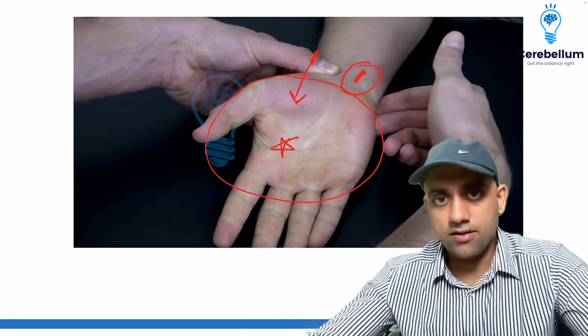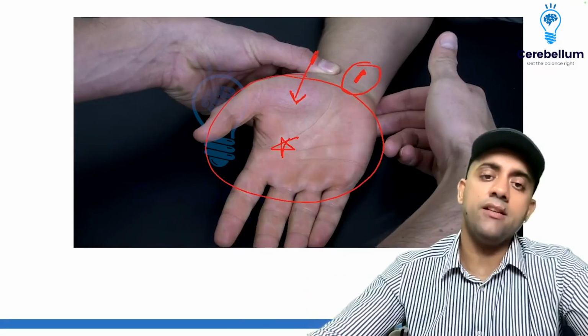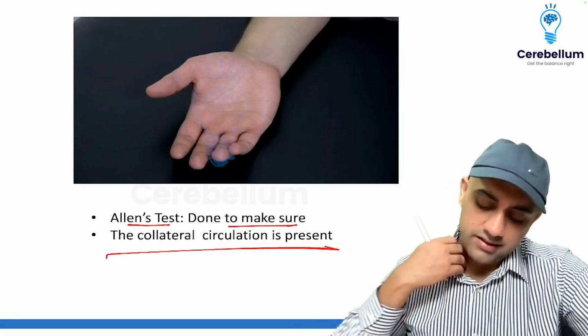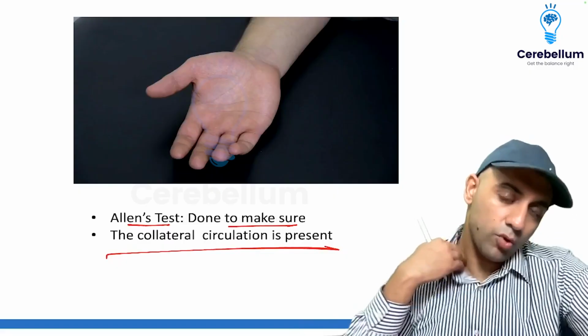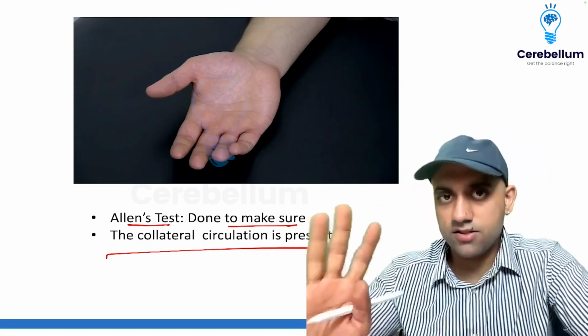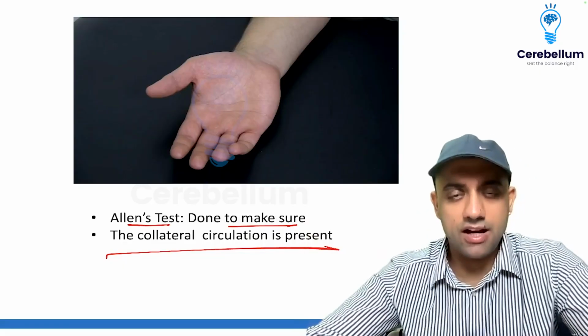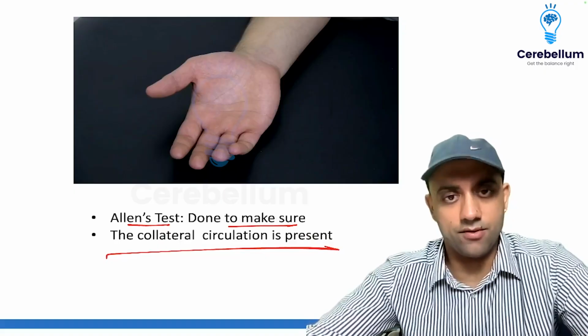See, I opened, see the change in the color of the palm. This is known as the very, very important Allen's test. It is done to make sure that the collateral circulation is present. Both arteries, radial and ulnar, the circulation is pretty good. In the dialysis patient, before putting an arteriovenous fistula, AV fistula, we always check this collateral circulation.